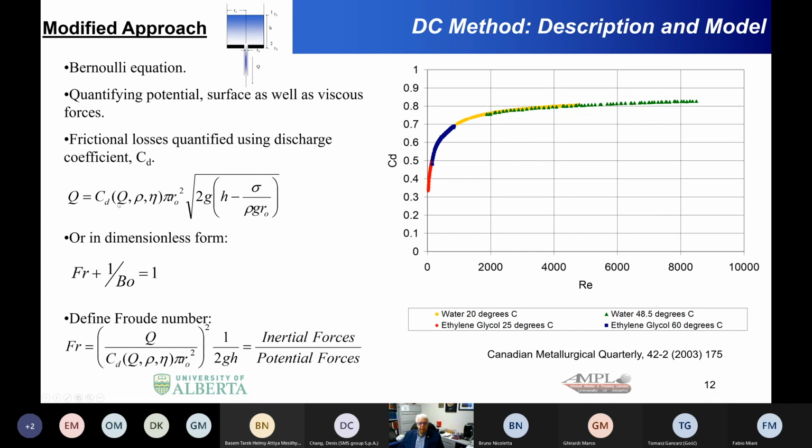And here you see the accounting for friction losses, which is a function of flow rate, density, and viscosity. And so you get this equation that says that the flow rate of the fluid exiting the orifice is a function of the friction losses, the size of the orifice, the height, the surface tension, and the density.